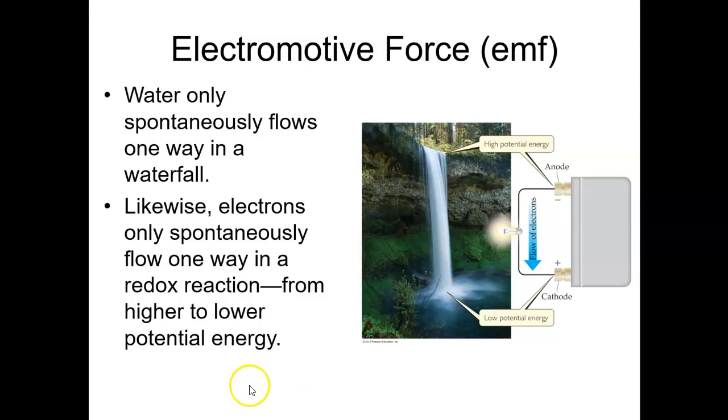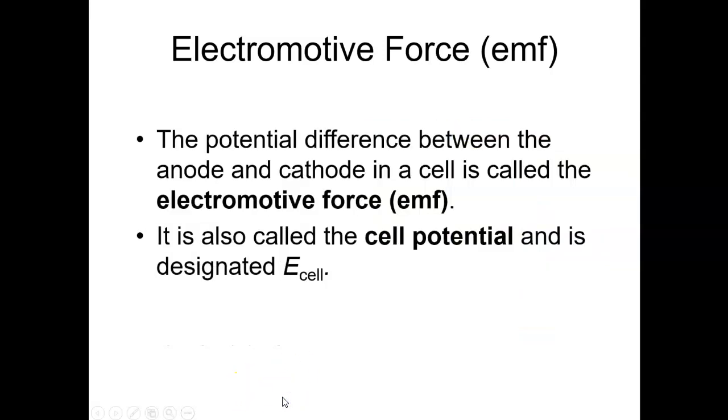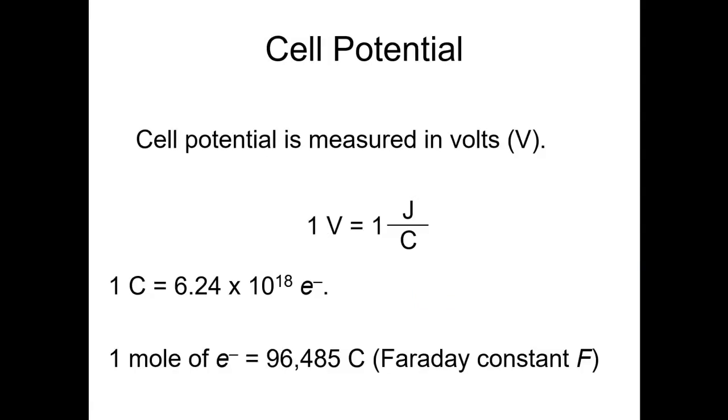We also refer to this as cell potential, and in a minute I'm going to show you what the unit for this is. It's the volt. But electromotive force, again, is the idea of how much energy is there behind a certain quantity of electrons. And for a cell, we'll call that cell potential. Well, the unit of cell potential is the volt.